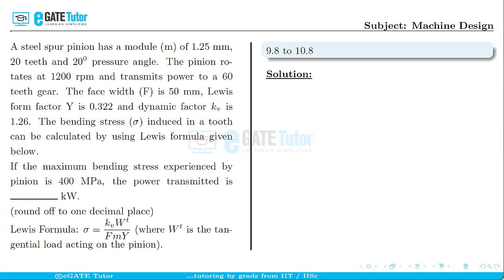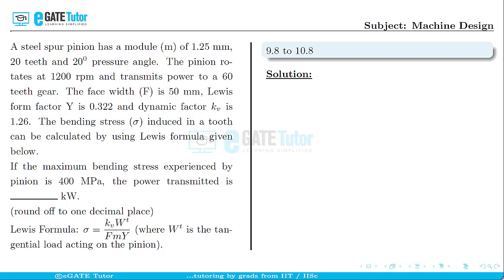This question is from machine design for 2 marks. A steel spur pinion has a module M of 1.25 mm, 20 teeth and 20-degree pressure angle. The pinion rotates at 1200 rpm and transmits power to a 60 teeth gear. The face width F is 50 mm, Lewis form factor Y is 0.322 and dynamic factor kV is 1.26.